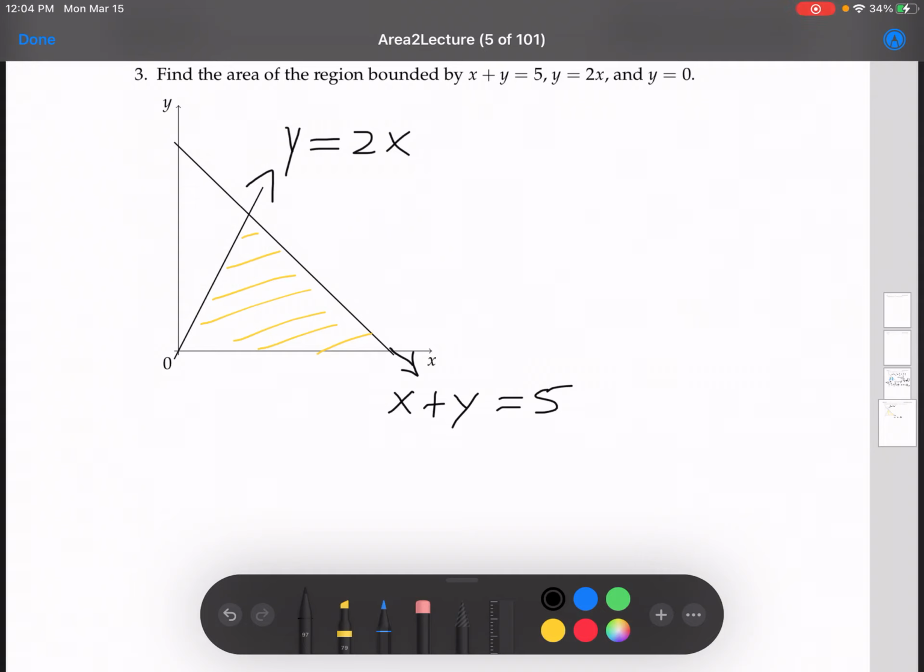In this video, we are going to find the area of the region bounded by x plus y equals 5, y equals 2x, and y equals 0. So to get started, let's draw our arbitrary rectangle.